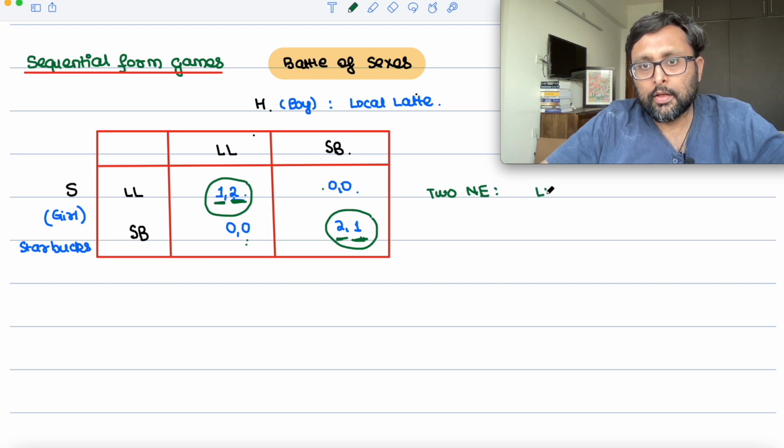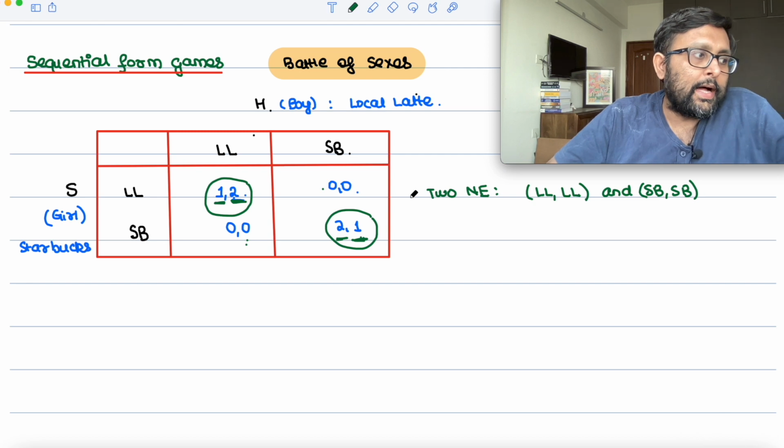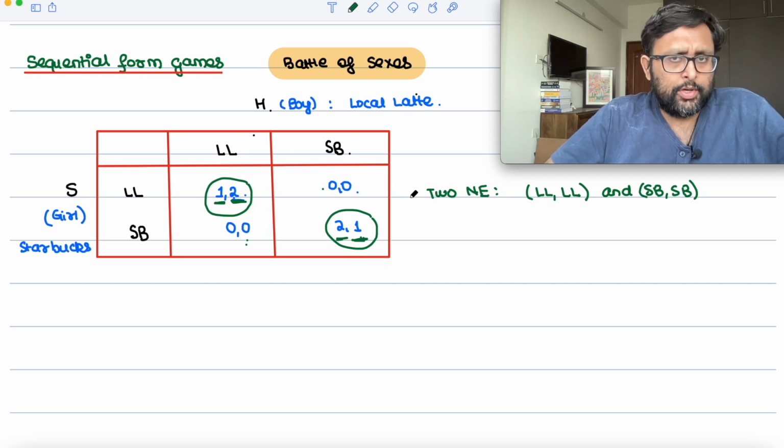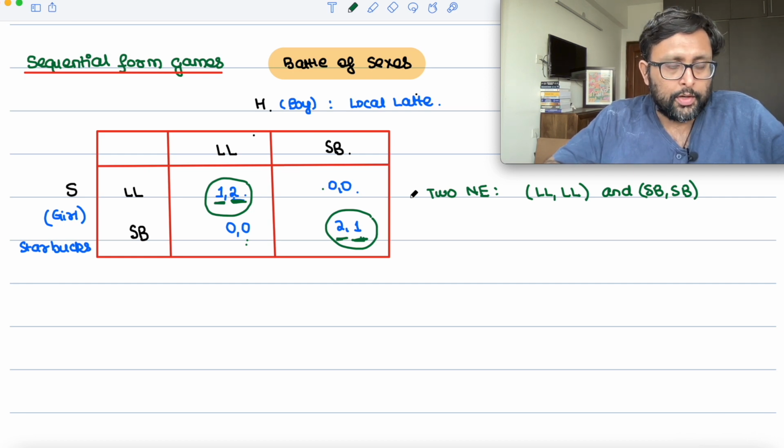One is LL and the other is SB. Up until now, there is no problem at all. So the only thing is that this normal form, this matrix method, can only represent the situations in which people are moving simultaneously. There's no concept of time out here. So you're not talking about whether girl is moving first and then boy is deciding, or boy is moving first and then girl is deciding.